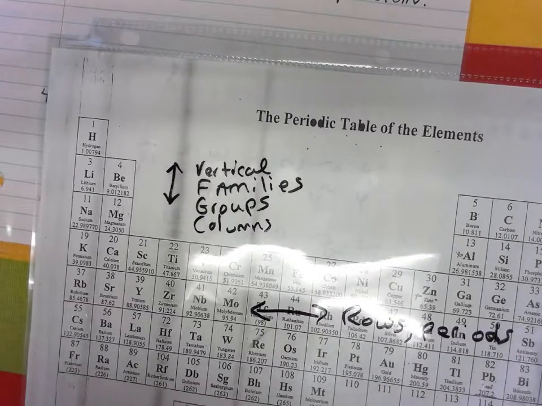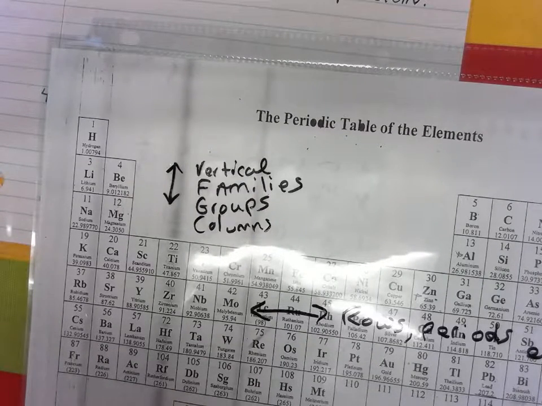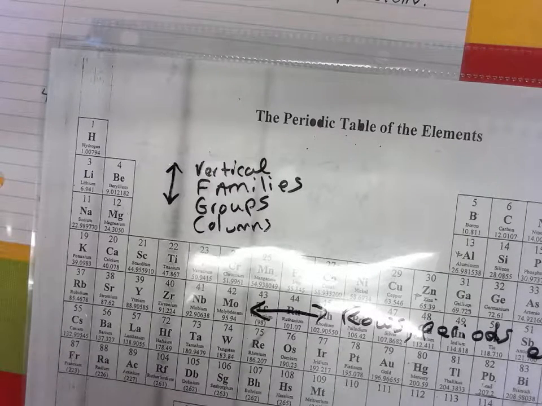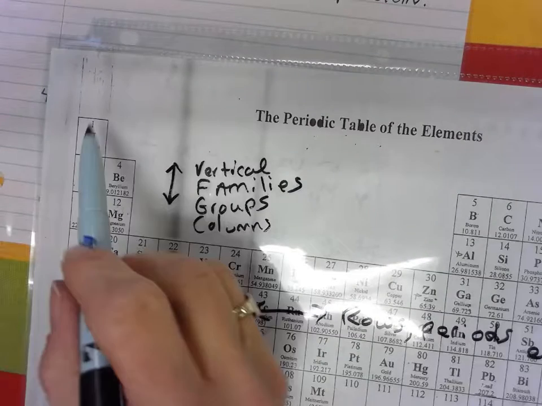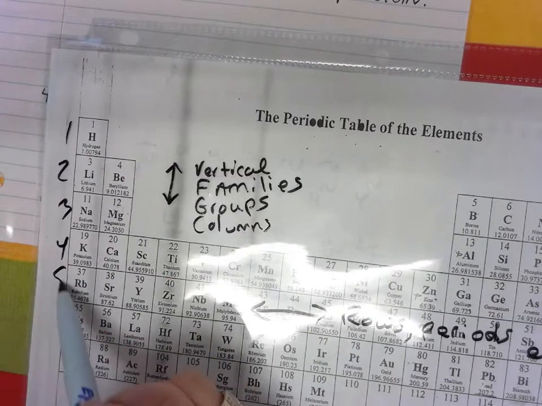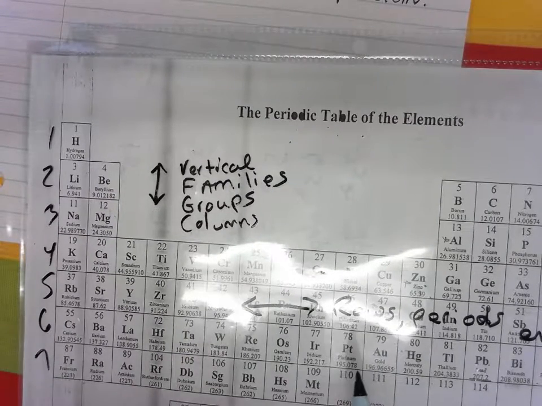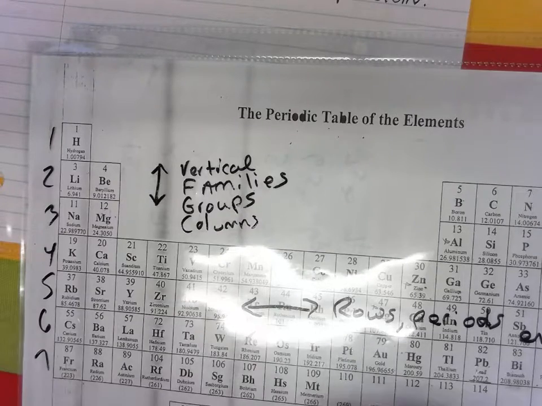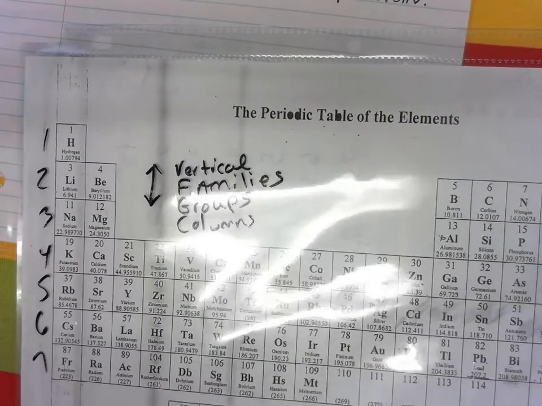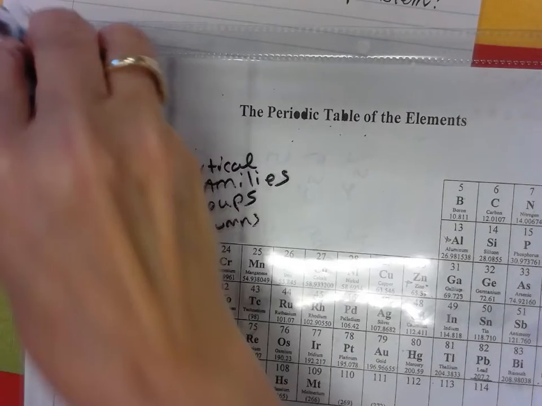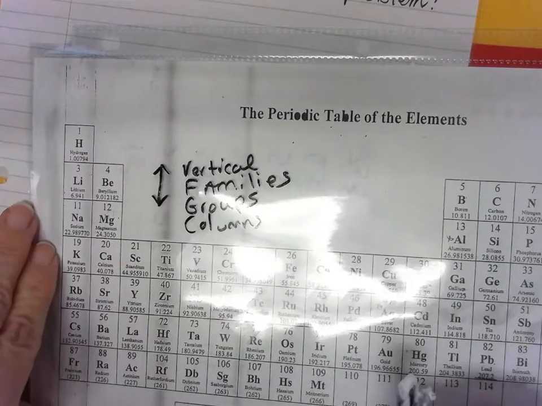Now, the rows and periods indicate the energy level, and I believe the book you're using calls that the shell, but energy level. You've got 7 energy levels: 1, 2, 3, 4, 5, 6, 7 to go along with the number of periods on the periodic table. What is really important for us to understand, though, is not necessarily the periods, but to understand the families.